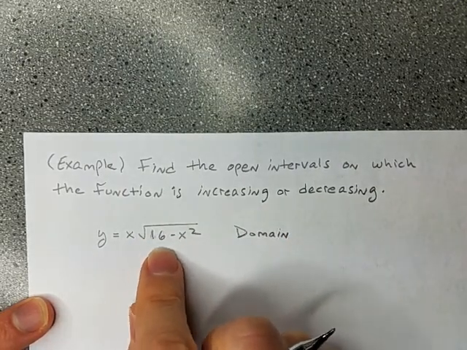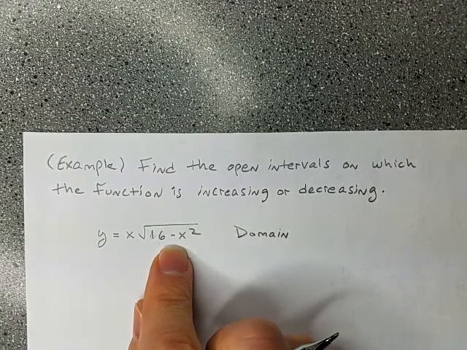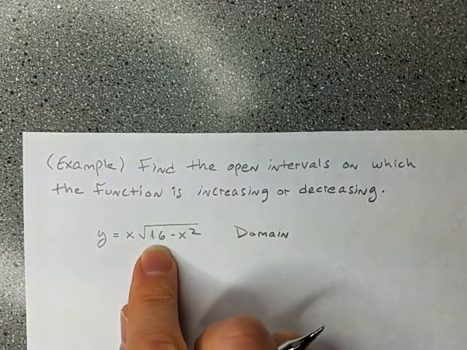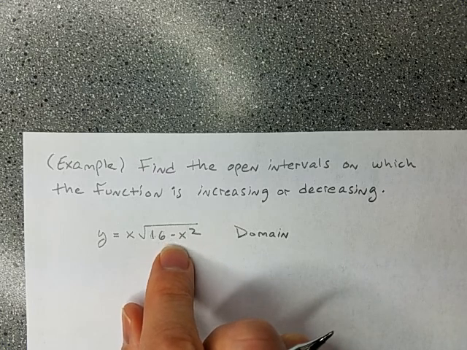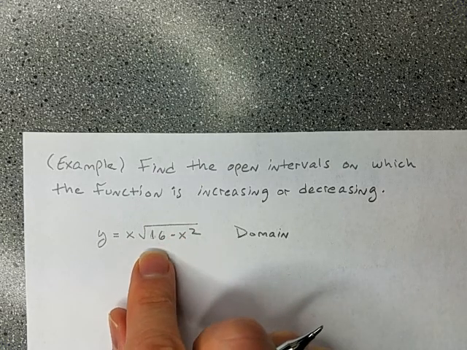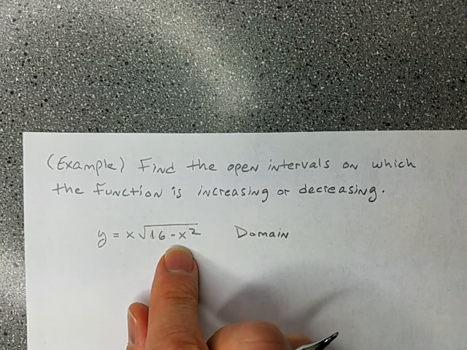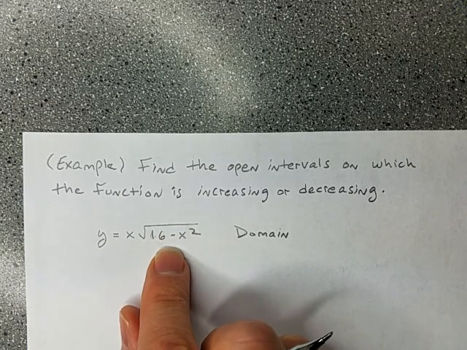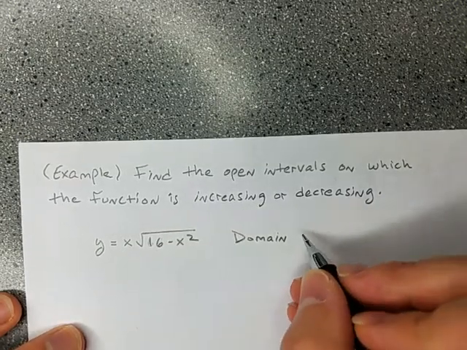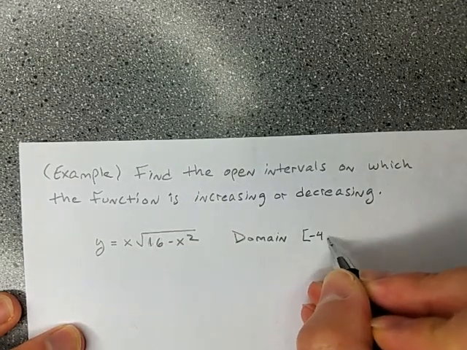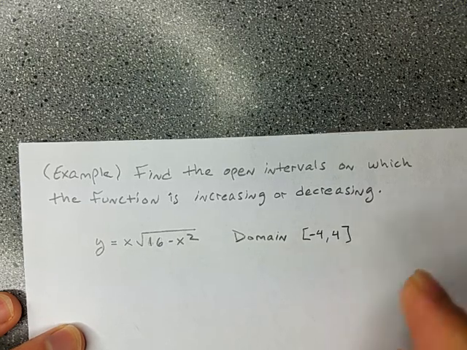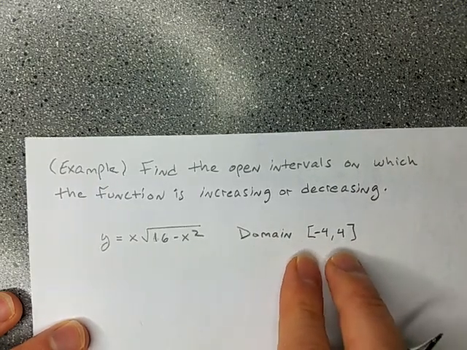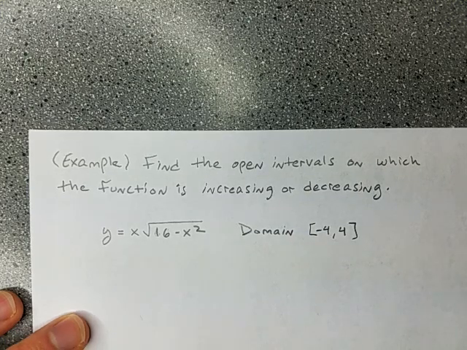So what numbers would cause that to be negative? Well, 4 squared is 16. And if anything bigger than 4 is squared, 16 minus that will be negative. For example, 5 squared is 25, and 16 minus 25 is -9. Negative 5 squared is also 25, -9 again. So the domain is -4 to 4. This curve does not exist outside of that window on the x-axis, okay?